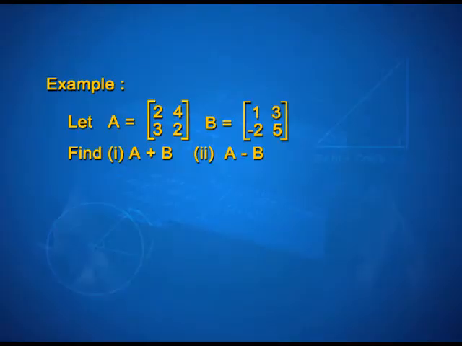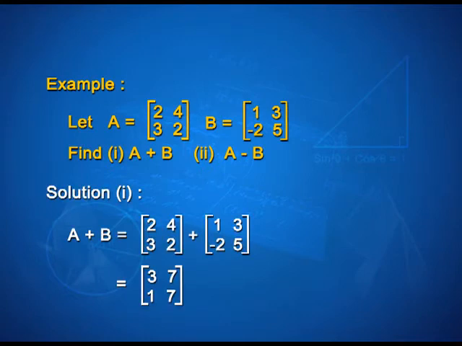Let A be 2, 4, 3, 2 and B matrix be 1, 3, minus 2, 5. Find A plus B and A minus B. For the solution A plus B, we will be adding corresponding elements of the two matrices 2, 4, 3, 2 plus 1, 3, minus 2, 5. So, adding 2 plus 1 gives me 3 as the first element, 4 plus 3 as the second element of the first row. Similarly, 3 plus minus 2 gives me 1, and 2 plus 5 is 7. So, A plus B is 3, 7, 1, 7.